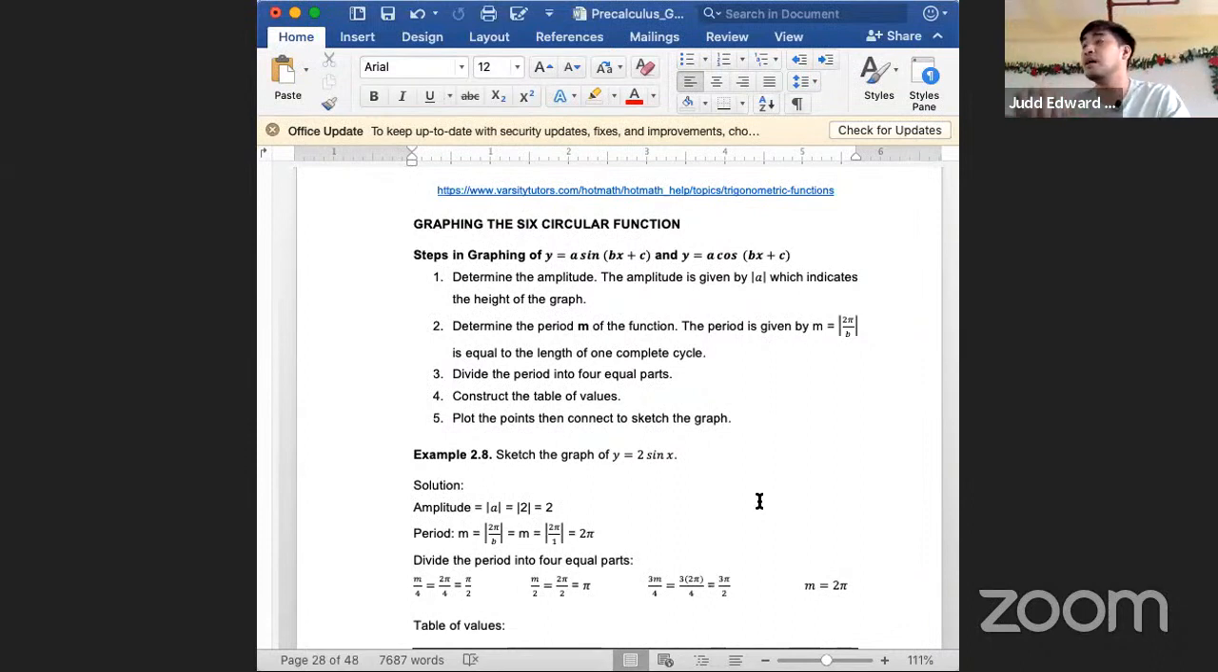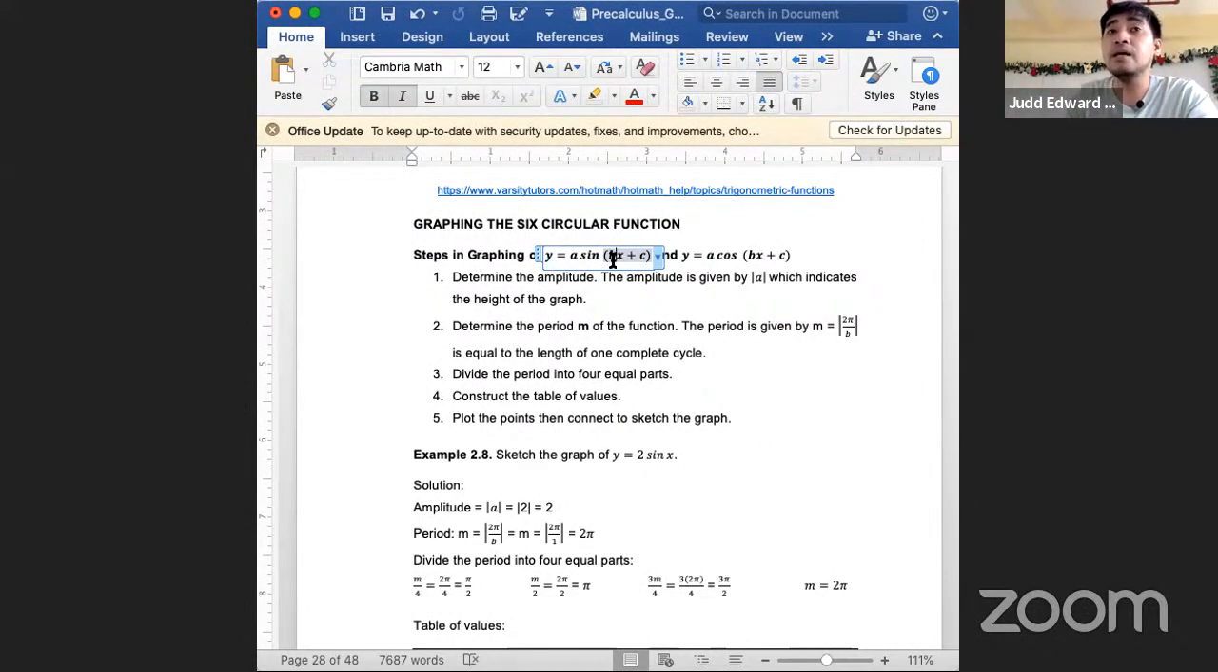Nakadepende na lang po doon if may binigay siya na ibang value. So if you are given b here, for example, y is equal to a sine of the quantity bx plus c, may duktong pa yan sa dulo. So nakadepende po sa value yun nung b. Saan po makukuha yung value ni b? Yung value ni b is palaging coefficient ni x. At yung formula ng period natin is 2 pi over b.